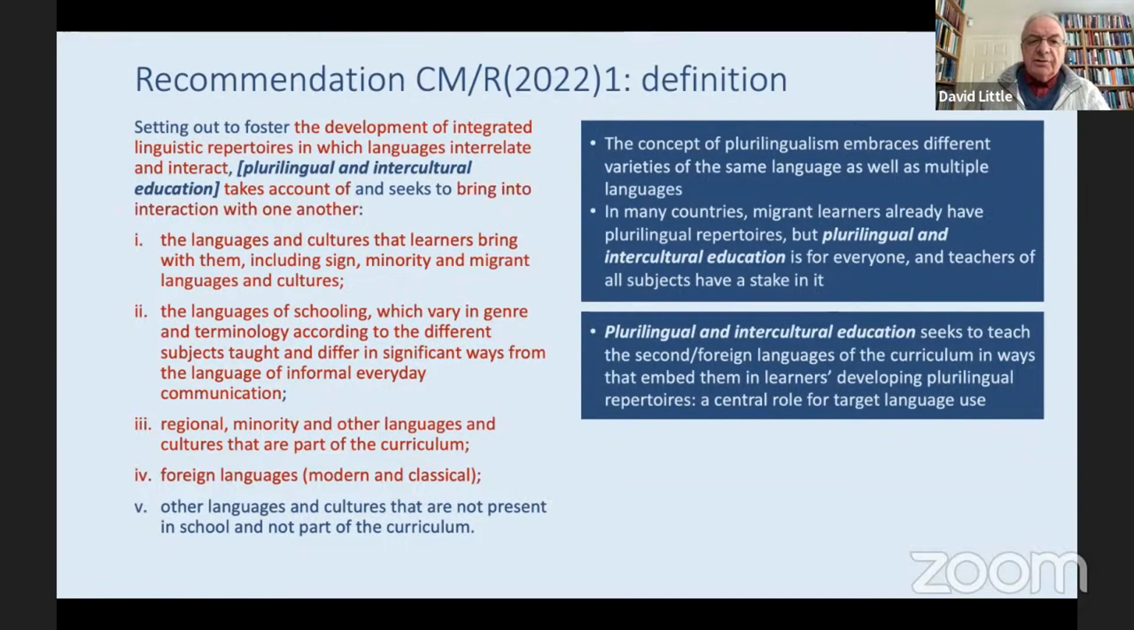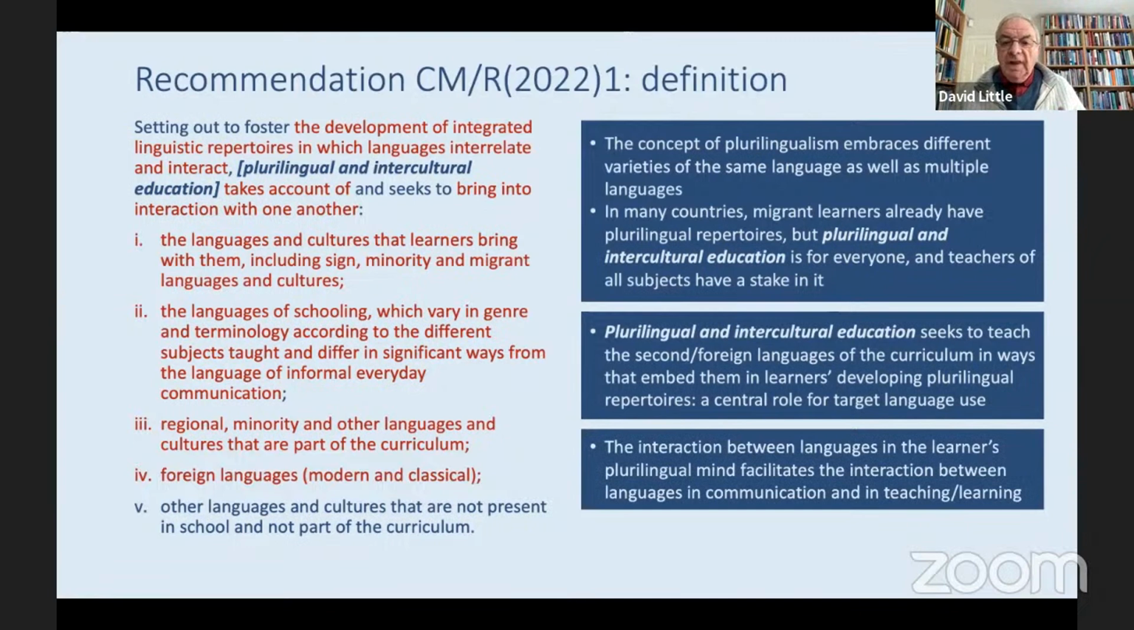Plurilingual and intercultural education, besides taking account of all these languages, seeks to bring them into interaction with one another. Now, the interaction between languages in the learner's plurilingual mind facilitates the interaction between languages in communication and in teaching-learning, and vice versa.